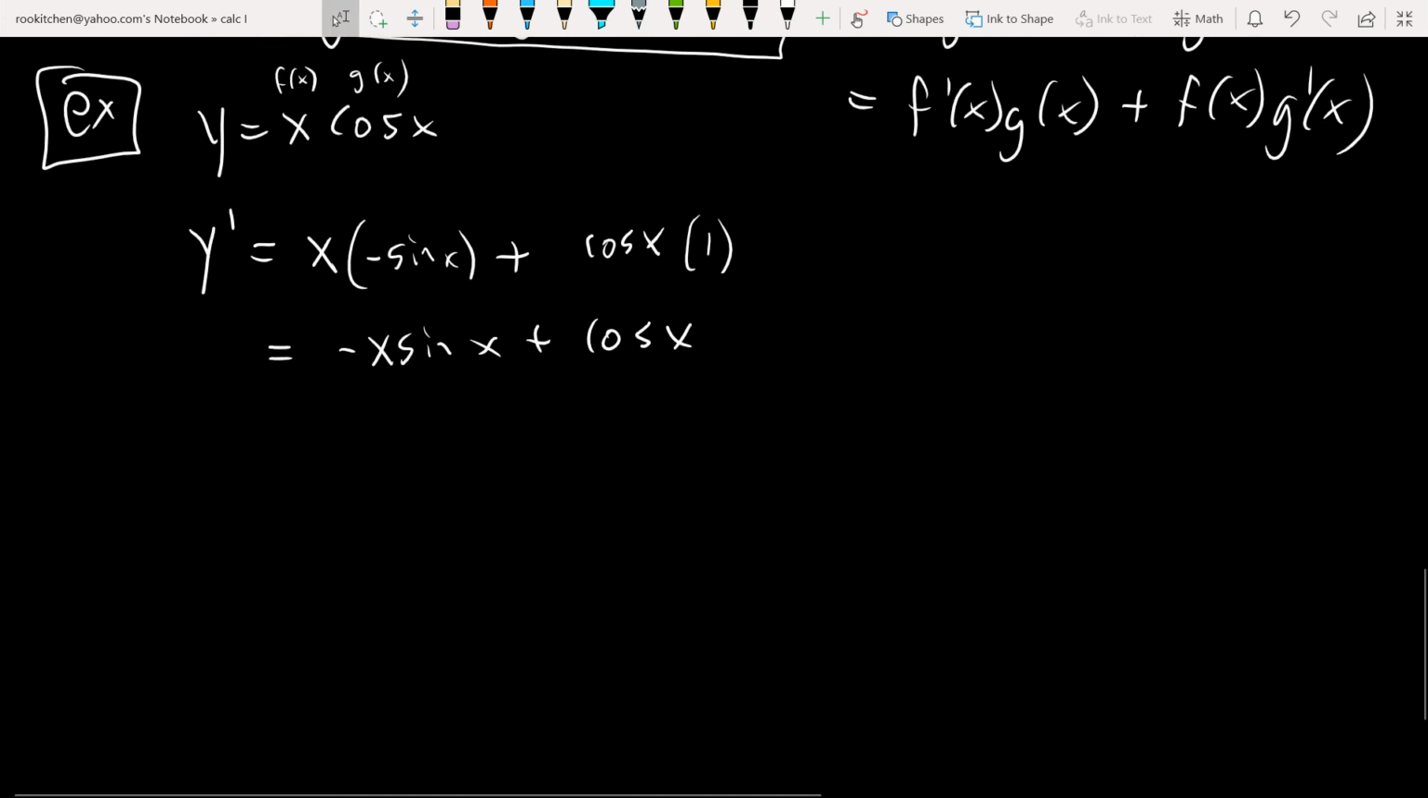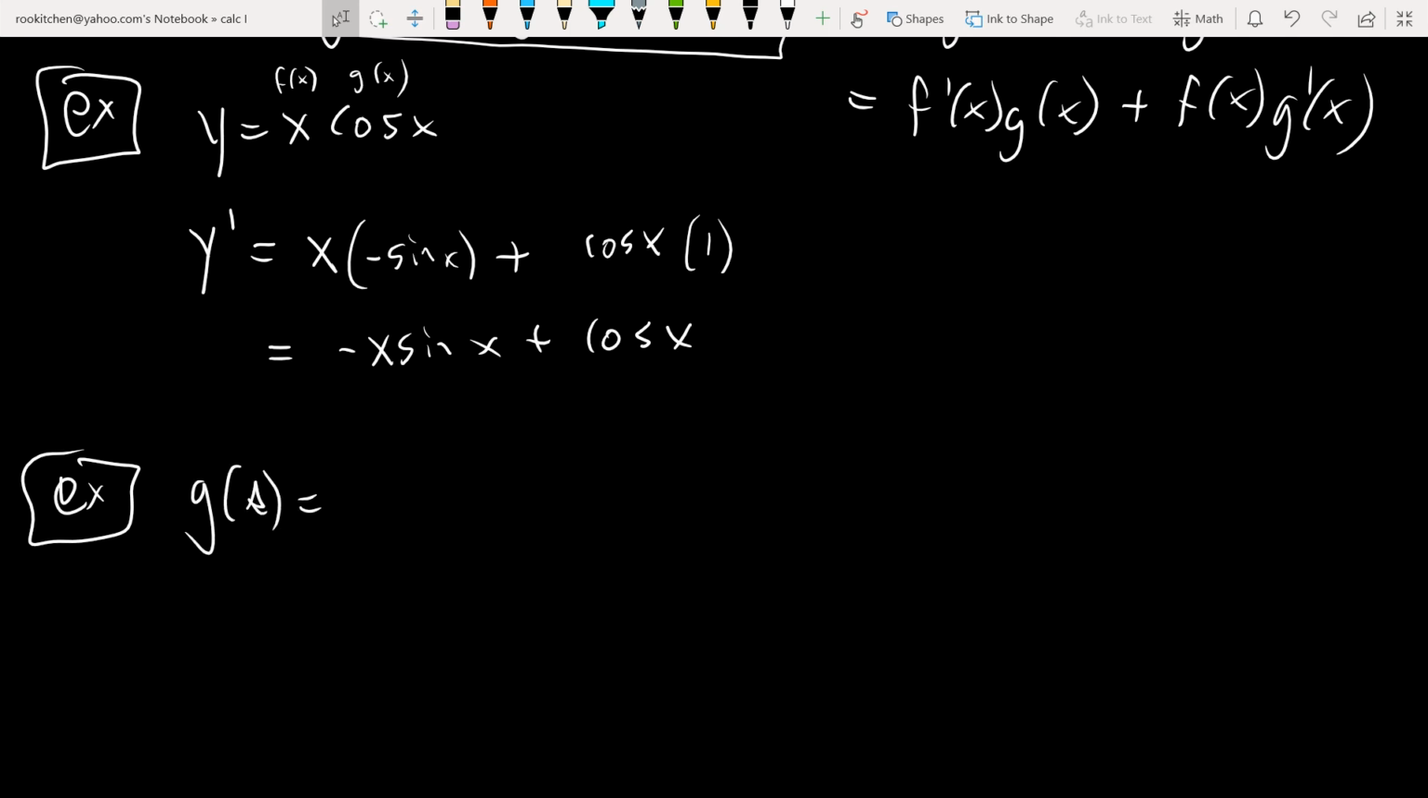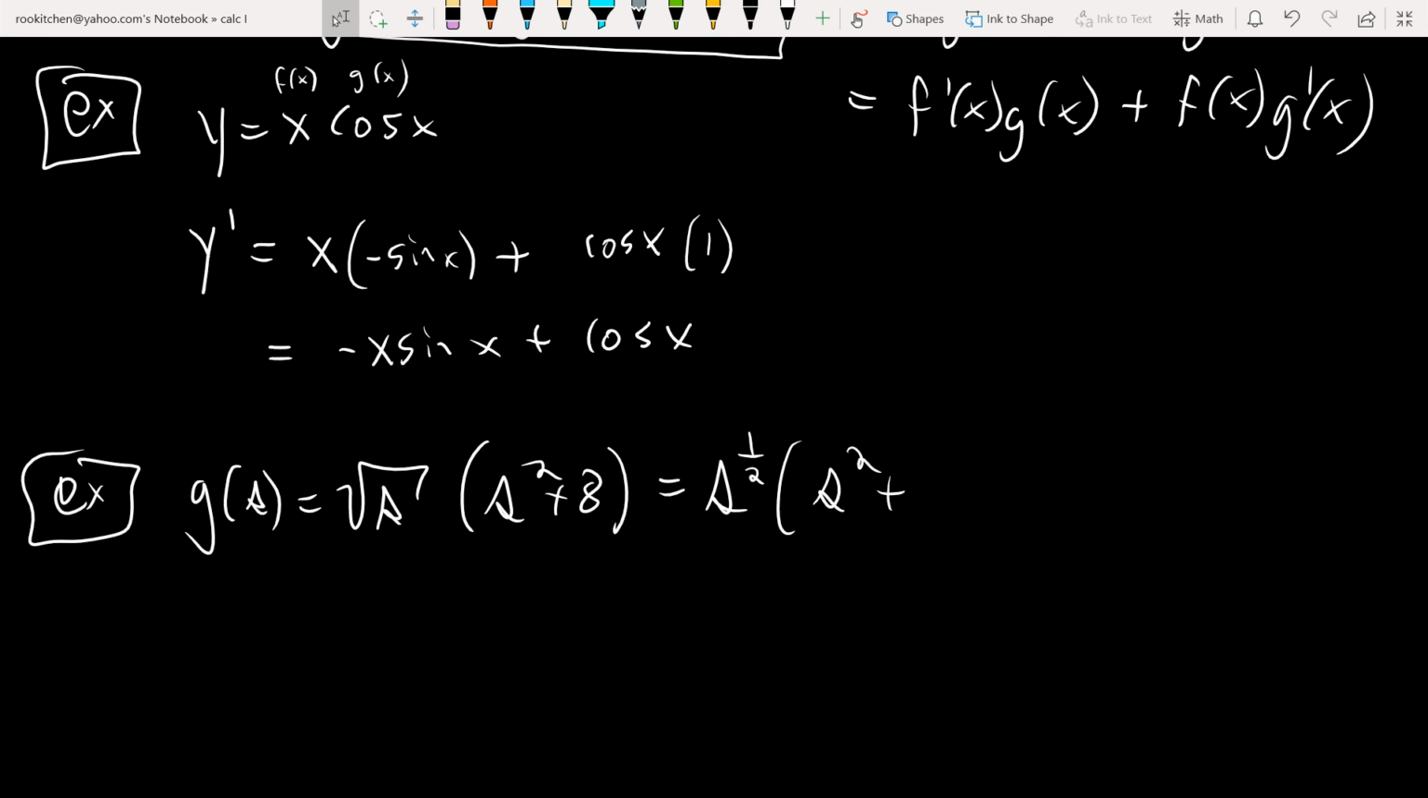Okay, let's look at one more, maybe one or two more. Let's look at another example. So here we have g of s equals the square root of s times s squared plus 8. So let's say you didn't feel like foiling, or in this case distributing. You could always use the product rule, so you'll have that now in your back pocket as another tool.